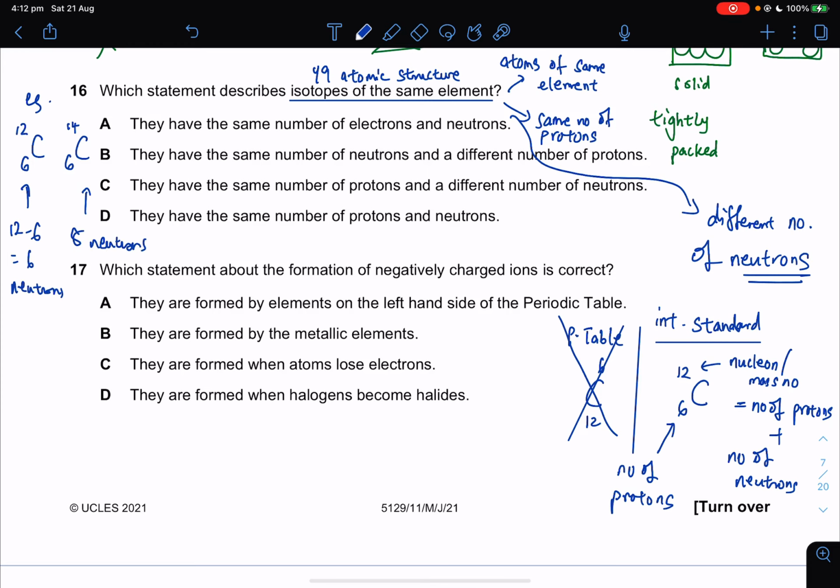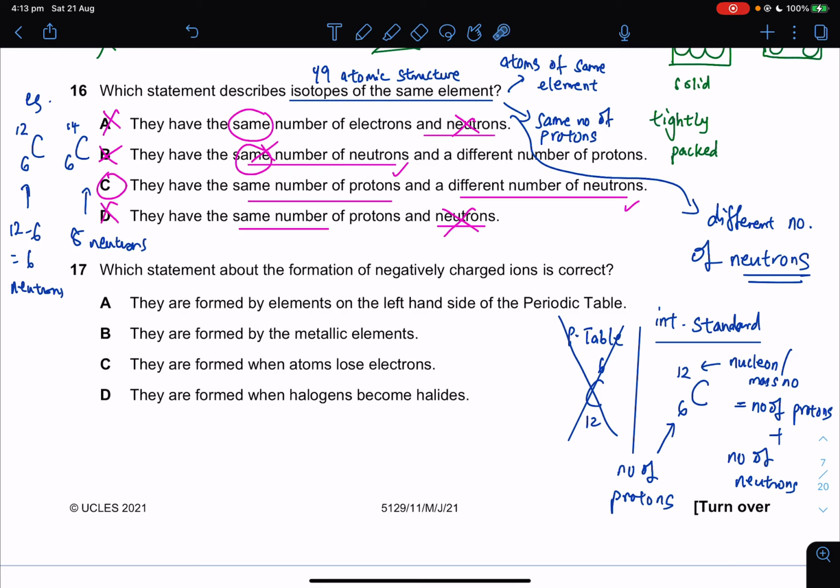Going through the options now, you will see that A is definitely wrong because it says same number of neutrons. Same number of neutrons, so B is also wrong. How about C? Same number of protons, different number of neutrons. C is our answer. B is wrong because it says same number of protons and neutrons. Neutrons is wrong, proton is correct, but then C is our answer there.